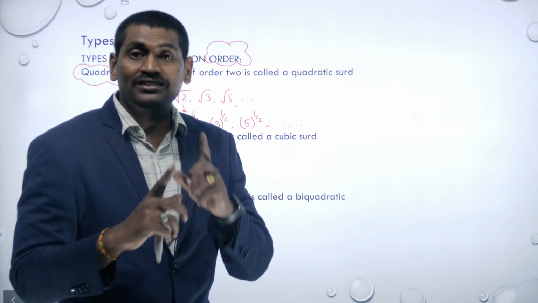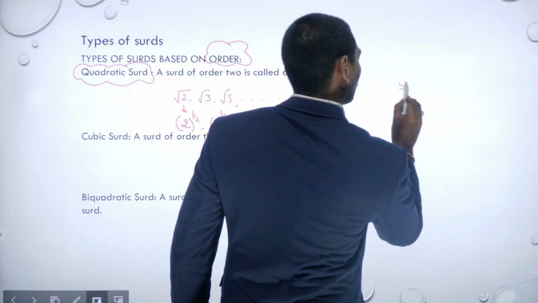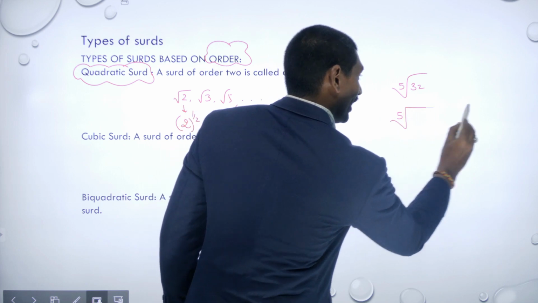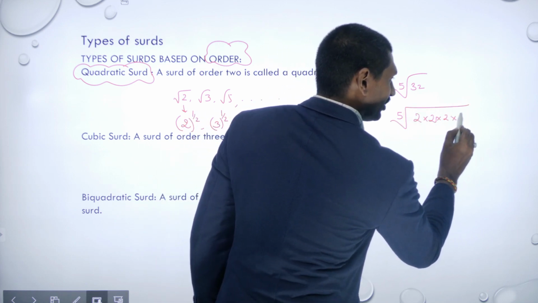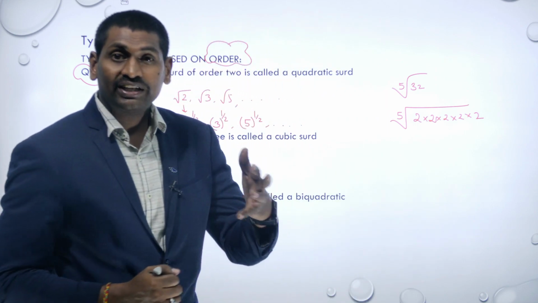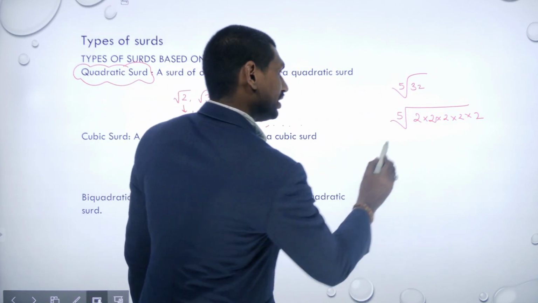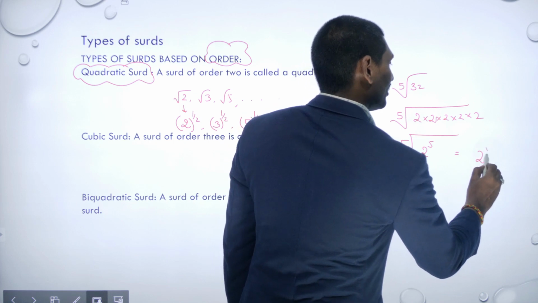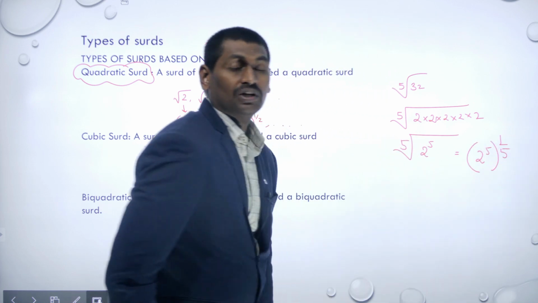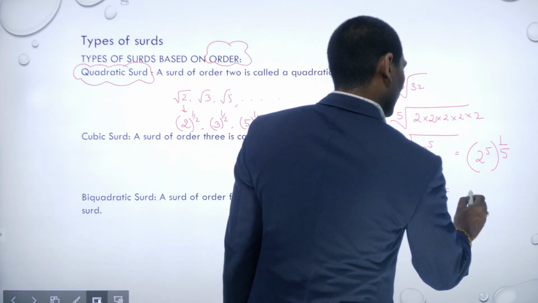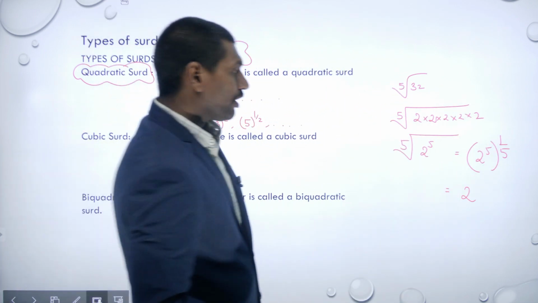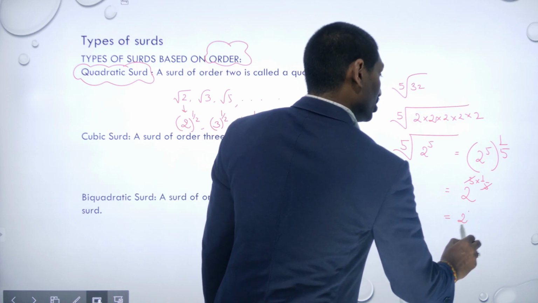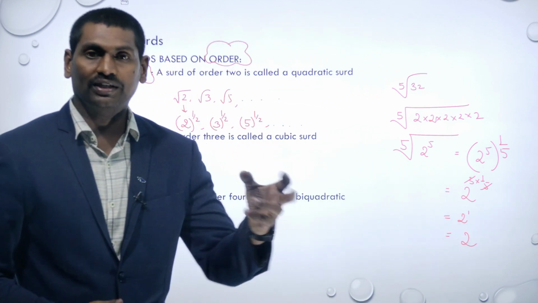Clear? When you are expressing like that, for example, let me take the 5th root of 32. I am writing 32 as 2 into 2 into 2 into 2 into 2, 5 times of 2. 2 2s are 4, 4 2s are 8, 8 2s are 16, 2 16s are 32. Nothing but 2 multiplied by itself 5 times, which we can express as 2 power 5. That means I am going to express this in exponential form, 2 power 5 whole to the power of 1 by 5. Now using the laws of exponents, a power m whole power n is a power m into n. So denominator 5 and numerator 5 can be cancelled. 2 power 1 is nothing but 2, a rational number, which is not a surd.